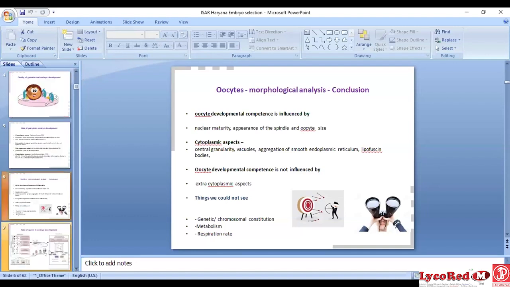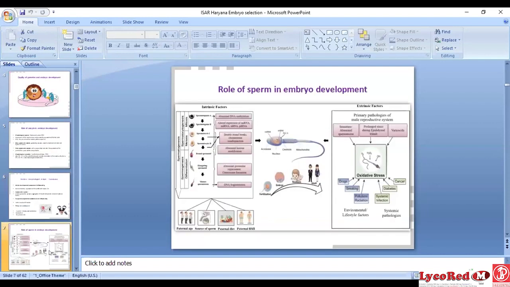In the same way, we have to look at the sperm. We all know spermatogenesis takes 74 days to complete the cycle of sperm production. And in that time, there are different factors which affect the sperm and the DNA in the sperm head. If the DNA is affected by intra factors or extra factors, the sperm DNA gets fragmented.